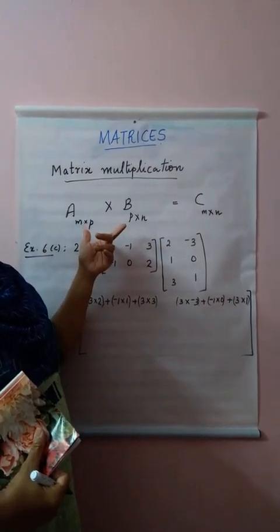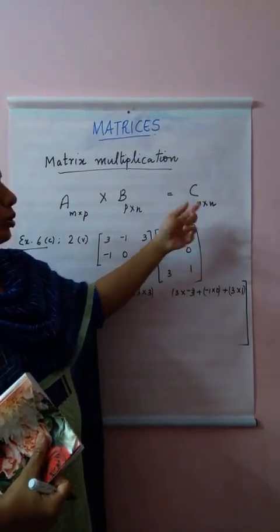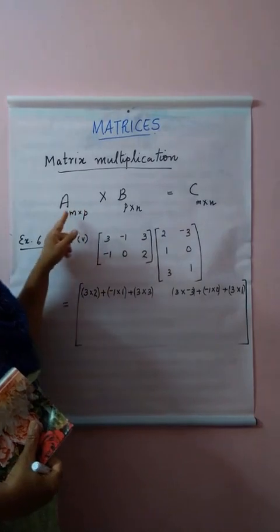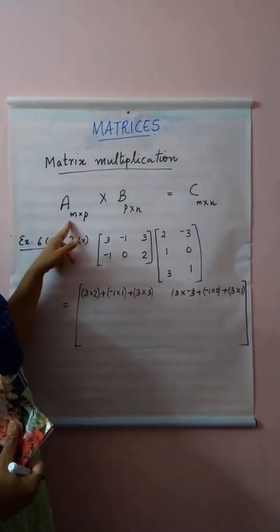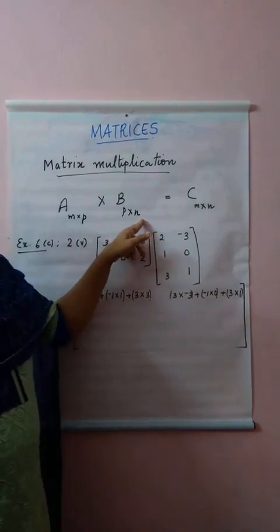Then you can multiply, and the product will be another matrix whose order is m by n. M is the number of rows of the first matrix and n is the number of columns of the second matrix.